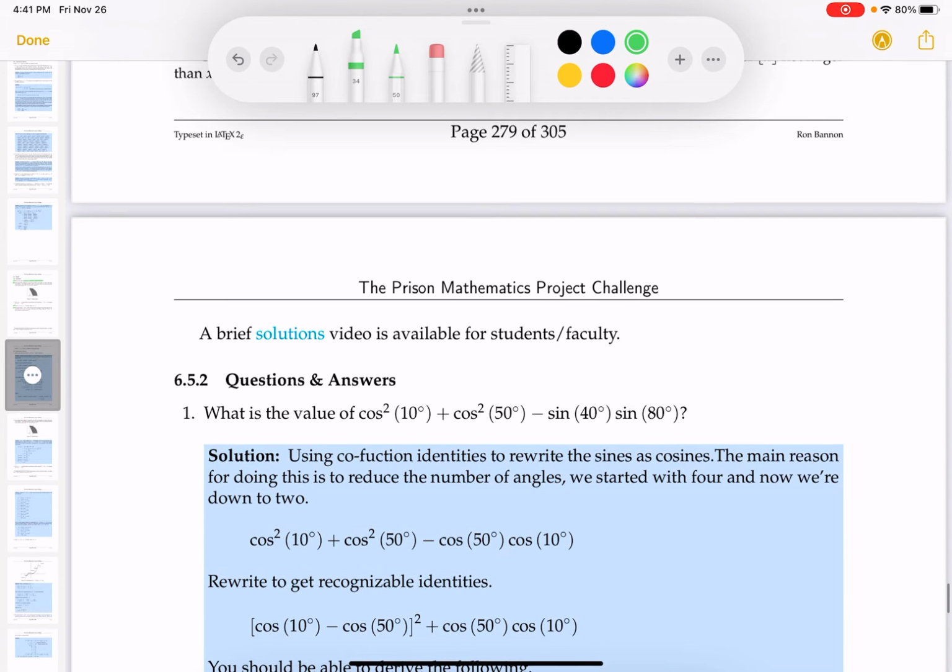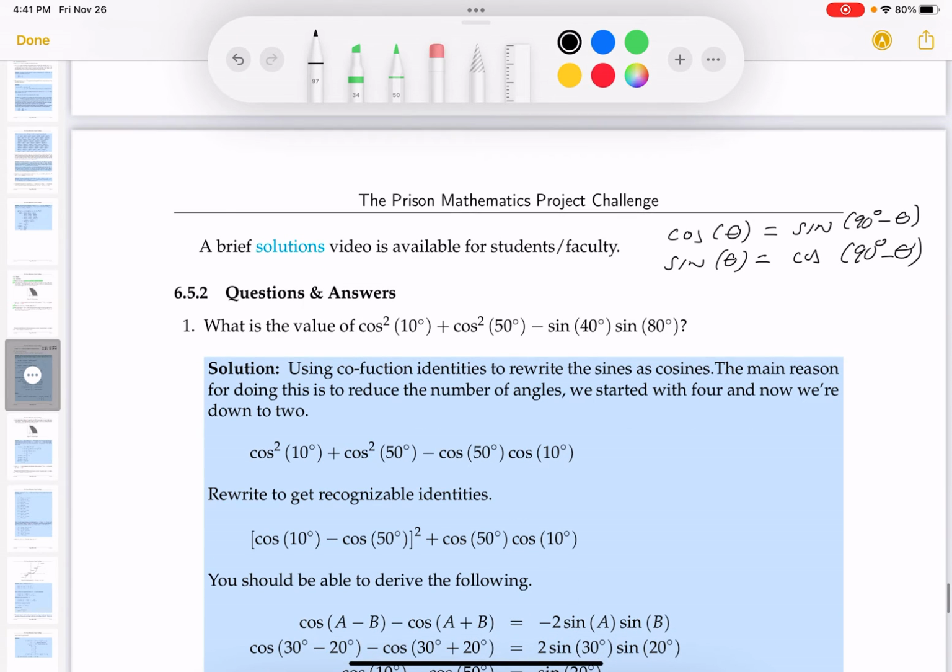One thing I mentioned is cofunction identities. So what I want to write down is, the cosine of theta is identical to the sine of 90 degrees minus theta. And you could write a whole series of these things down. For example, you could say the sine of theta is equal to the cosine of 90 degrees minus theta, and so forth and so on. So, what I do is I look at the problem and I notice that some of these are cofunctions. For example, 10 and 80, that sums to 90. And 50 and 40 sums to 90. Right?